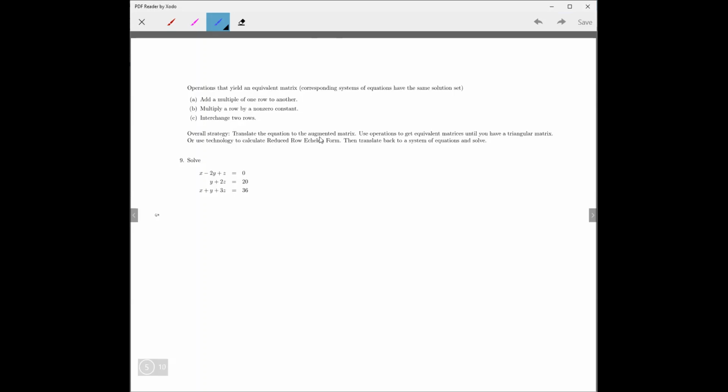So first step is to translate the system of equations into an augmented matrix. Okay, so this system, the first line, you got 1x minus 2y plus 1z equals 0. That's going to be for this first row. The second row, you got no x's, so that's 0. You got a 1y, so that's 1. You got 2z, so that's 2. And a 20. And then the third one is 1, 1, 3, 36.